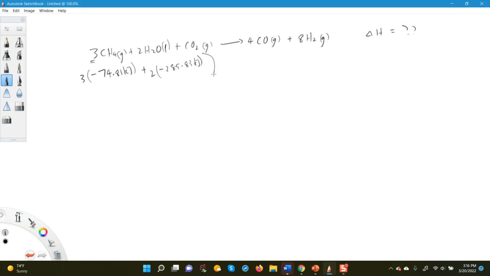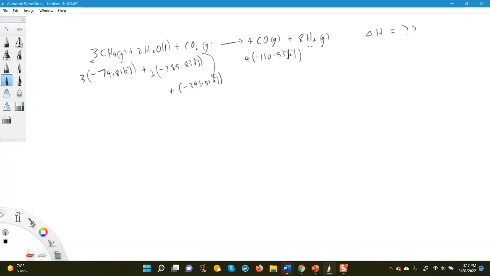And then for the carbon dioxide, let me look that up. Carbon dioxide in the gaseous state. Carbon dioxide, where are you? Okay, carbon dioxide is minus 393.51 kilojoules. And then we basically do the same thing for carbon monoxide on the right side. So carbon monoxide is 4 times minus 110.53 kilojoules, I'm sorry.